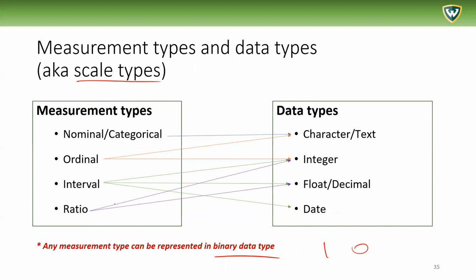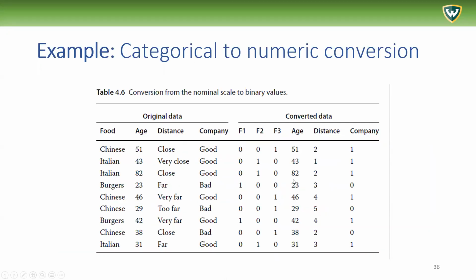Maybe interval and ratio could not really be binary, but that gets a little bit too deep. But almost, I think any measurement type can be binary, including we can convert categorical data to binary data as well in terms of 0 or 1, and I'll show you how.